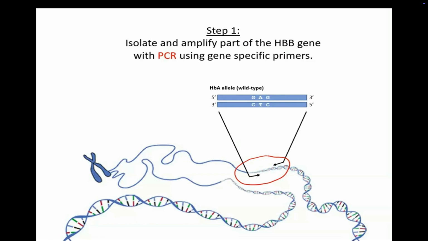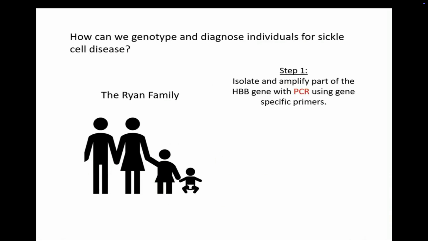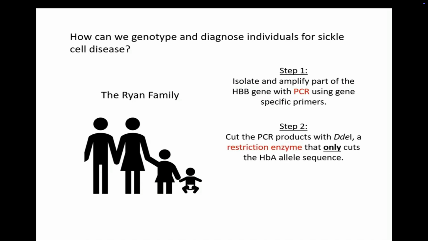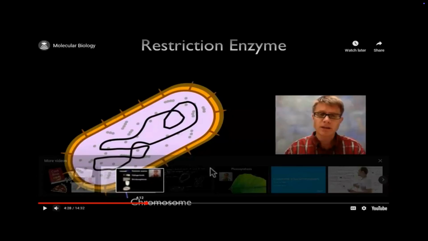So, depending on the genotype of the person, we might be amplifying the wild type allele, or we might be amplifying the HBS allele, or if they're heterozygote, you're going to be amplifying both at the same time. Now that we've amplified our portion of the HBB gene using PCR, we're going to cut our PCR products with a special enzyme called DDE1. We're going to have Paul Anderson introduce to us the concept of restriction enzymes.